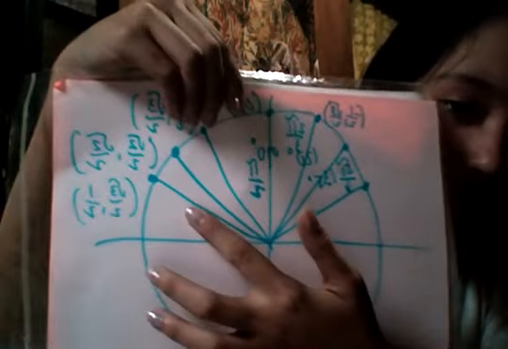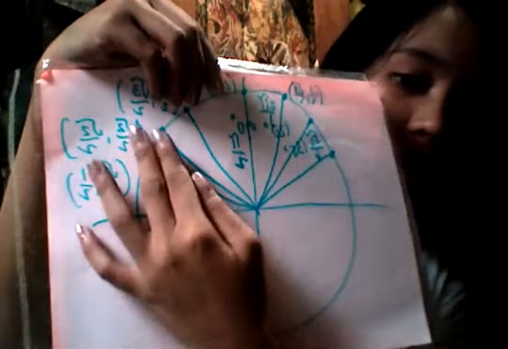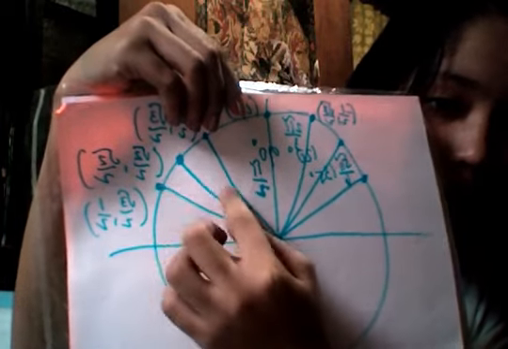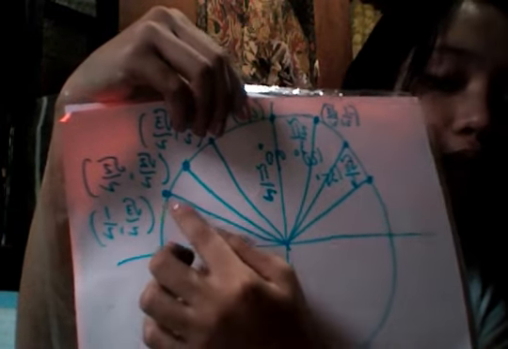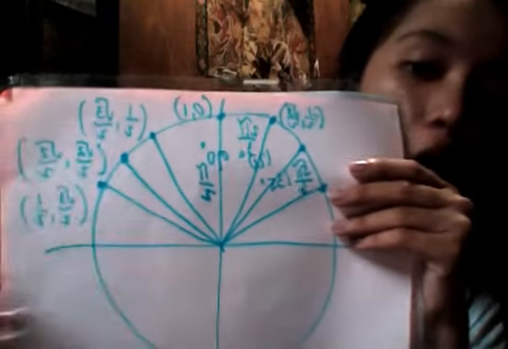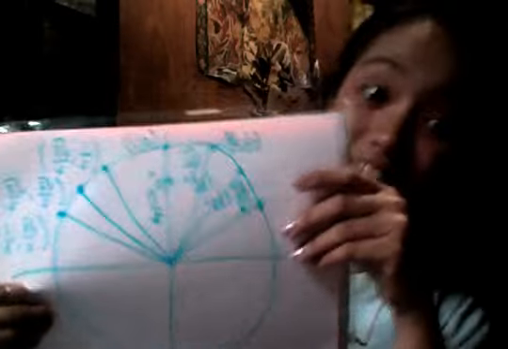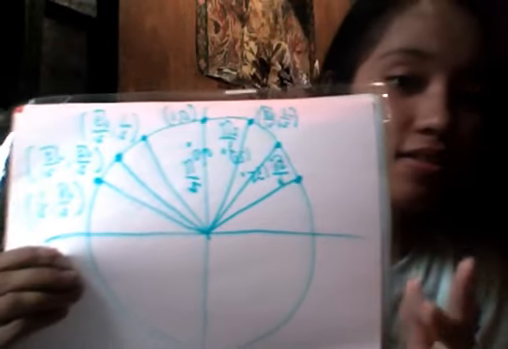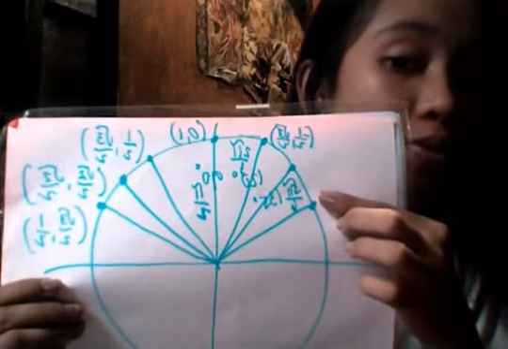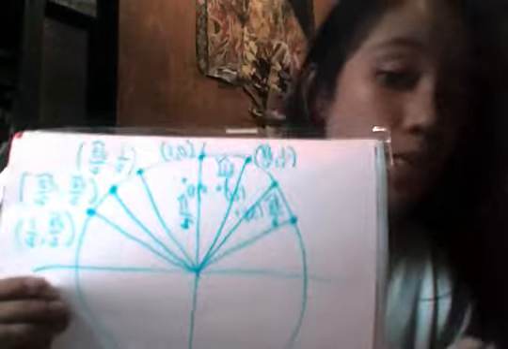Okay, now we will again look at the coordinates of quadrant 1. Since the coordinates of this part over here are square root of 2 over 2 and square root of 2 over 2, we will again just copy it, but the difference, again, is the sign since it's in quadrant 2. So it would be negative square root of 2 over 2 and square root of 2 over 2.